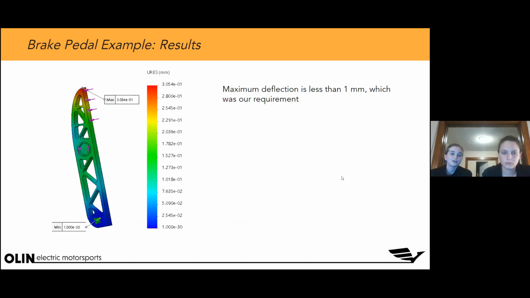And so if we now go and we look at the deflection of our piece, we see that everything is also less than 1 millimeter. And this is just to show that you can also get different results from your study.